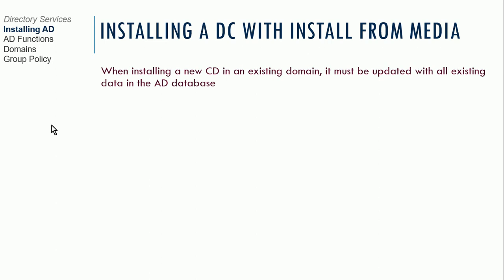So when you're installing a new domain controller in an existing domain, it has to be updated with all existing data in the AD database. As I said before, Active Directory is a distributed database, so the nodes are constantly replicating between all of them. That way, you could query any node in the distributed database and you'll get your answer. By the way, DNS is a distributed database as well. If you're familiar with how DNS works, you might be familiar with all the challenges that go along with that. Well, one of the problems with DNS is if you make an update, sometimes it takes a while for that replication to happen across the entire internet.